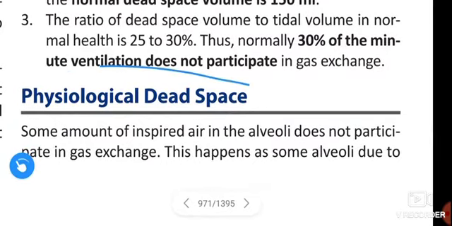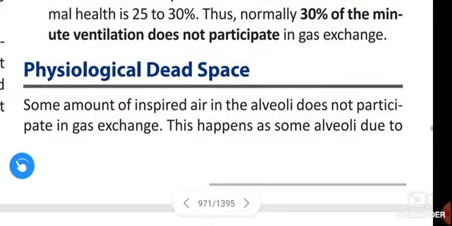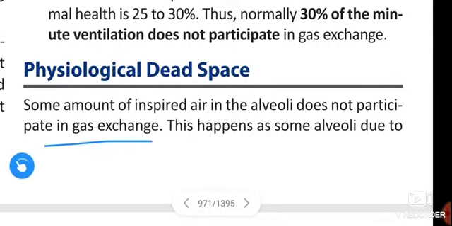Next, physiological dead space. Some amount of inspired air in the alveoli does not participate in gas exchange.